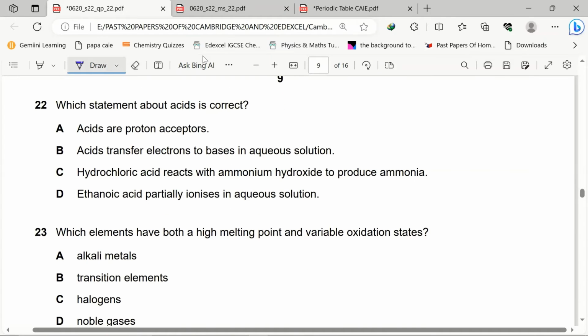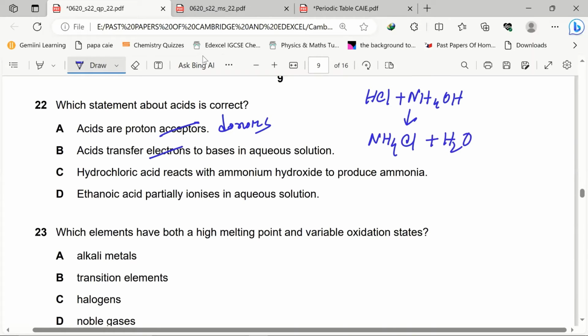Number 22, which statement about acids is correct? Acids are proton acceptors. No, acids are proton donors. Acids transfer electrons to bases in aqueous solution. No, they transfer protons to bases in aqueous solution. Hydrochloric acid reacts with ammonium hydroxide to produce ammonia. No, if hydrochloric acid reacts with ammonium hydroxide, it forms ammonium chloride and water. So this is not correct, not ammonia, rather ammonium chloride.